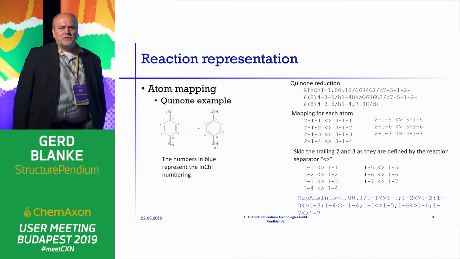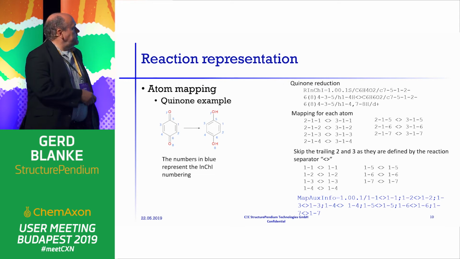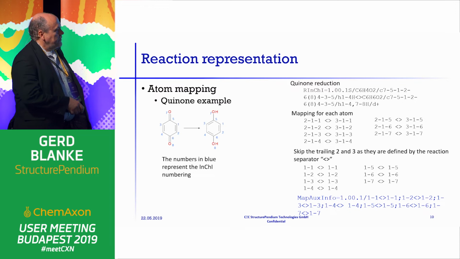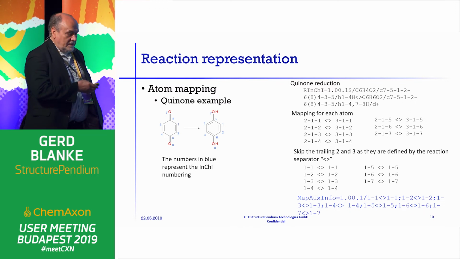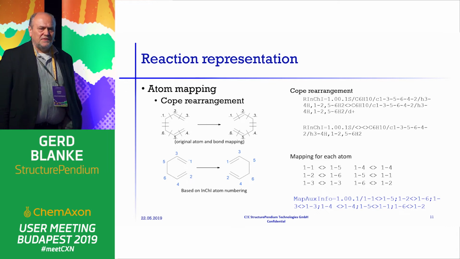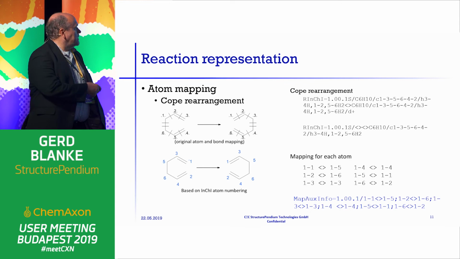RxN files are not canonicalized. So they really depend on how you draw them, while this system is canonicalized and you've got a unique number representation. And with this unique number representation, we had even examples that are pretty nasty for mapping in a unique way and unique representation.